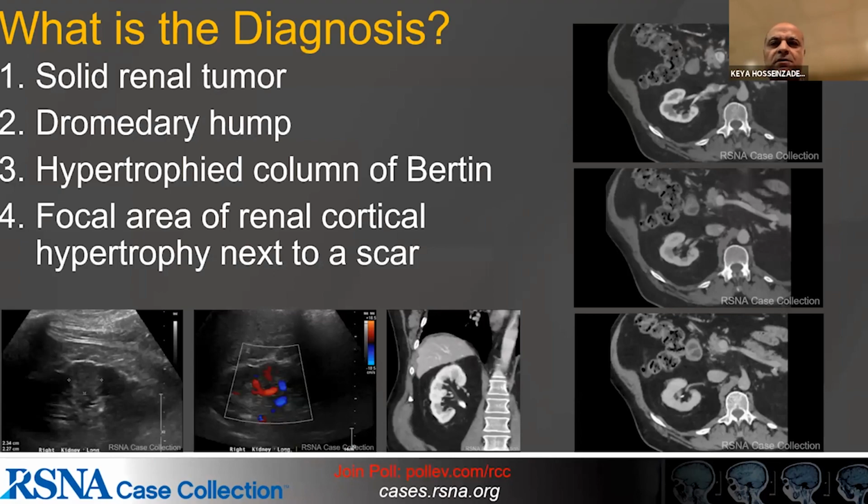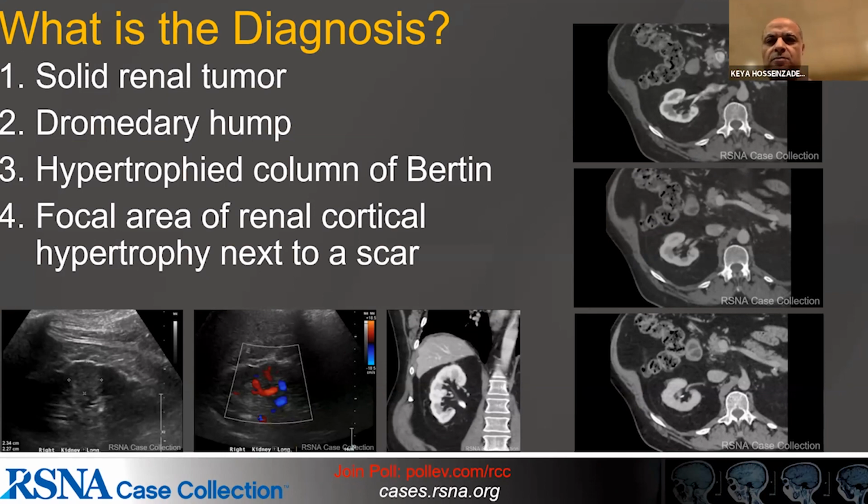So what is the diagnosis? Solid renal tumor, dromedary hump, hypertrophied column of Bertin, or focal area of renal cortical hypertrophy next to a scar. So look at these images, start with the ultrasound, and then move on to the CT.